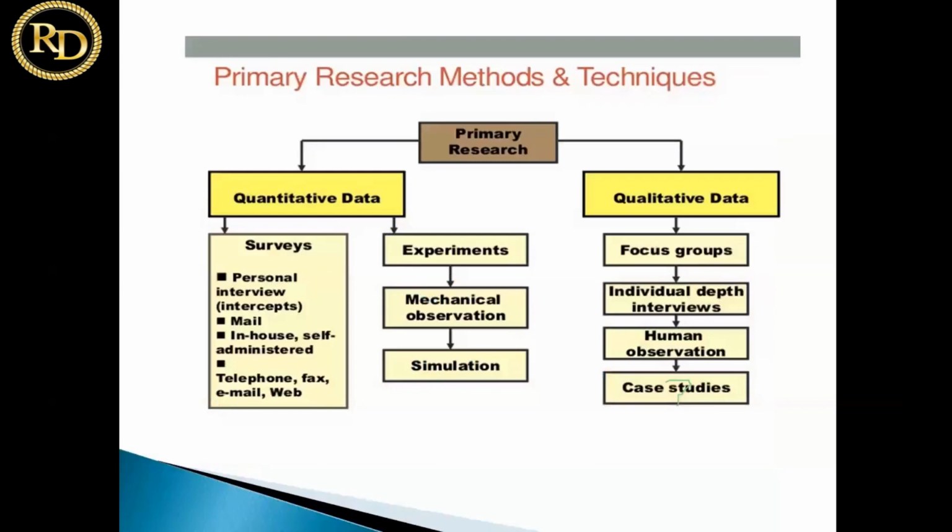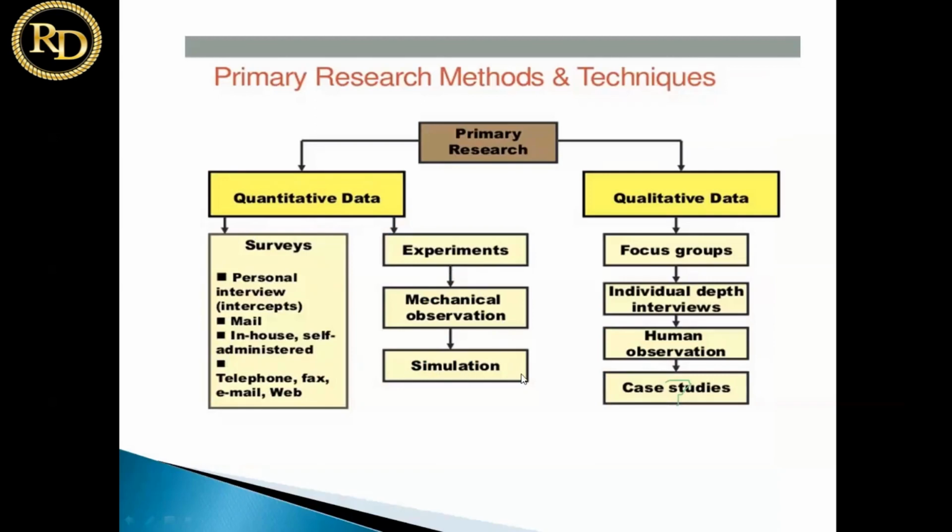Now this is a flow chart for the primary research method and techniques. So see here, this is quantitative data, and we can go for the survey, and in survey we can go for the personal interview, telephonic interview, mail, in-house, self-administered questions, that is maybe questionnaire, schedule, telephonic, fax, email, web, and the second, experiment, mechanical observations we can use, and simulation.